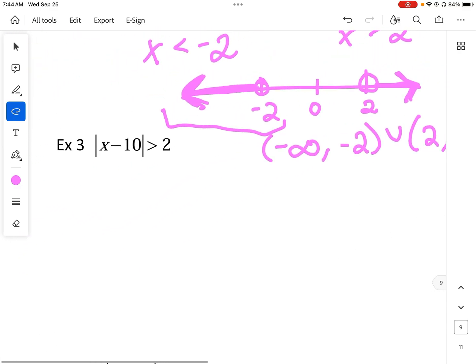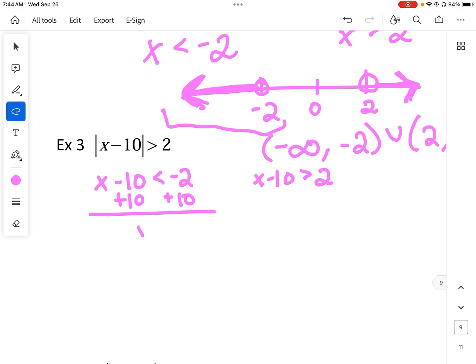All right, let's do the next one. This one's a greater than symbol again. So we're going to say x minus 10 is less than -2, or x minus 10 is greater than +2. So then we solve it out. So add 10, add 10. X is less than 8. Add 10, add 10. X is greater than 12. So those are the two options.